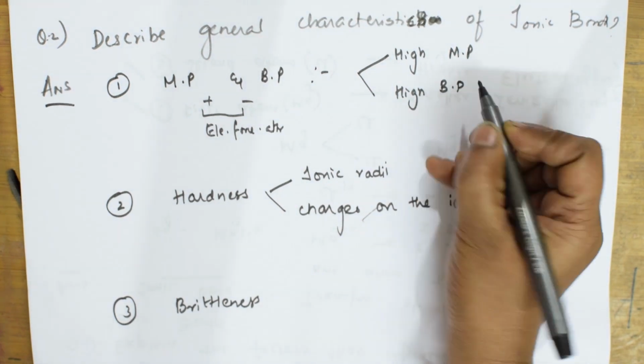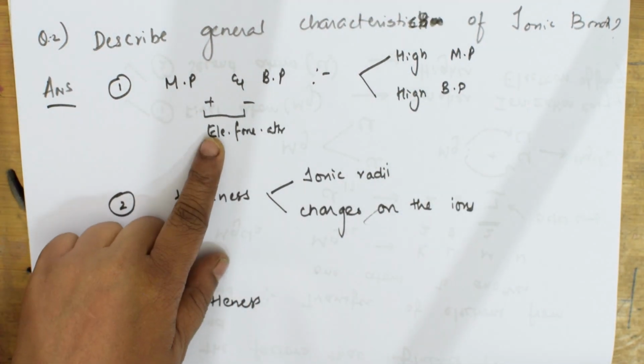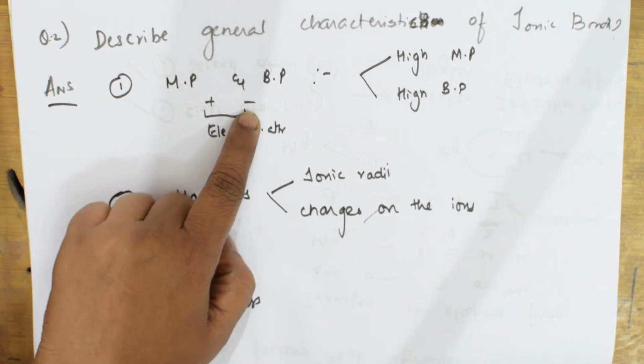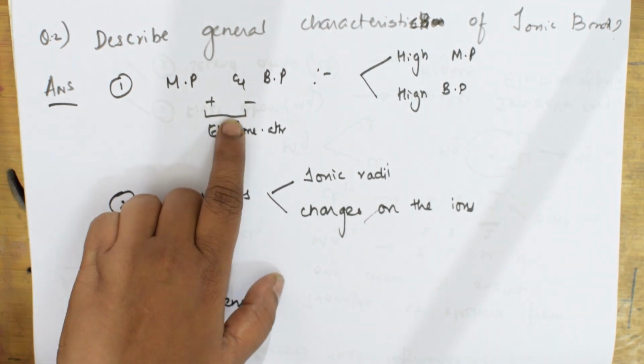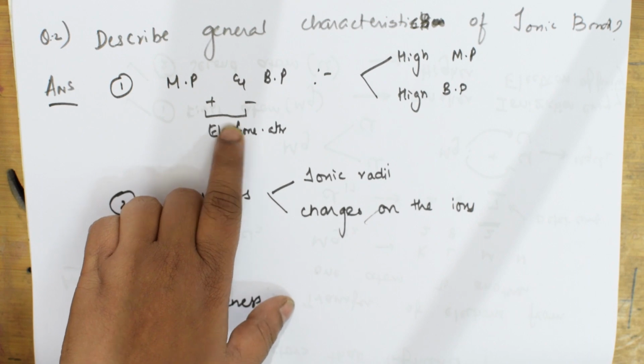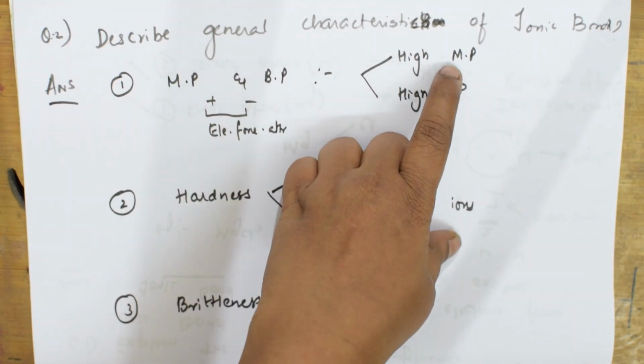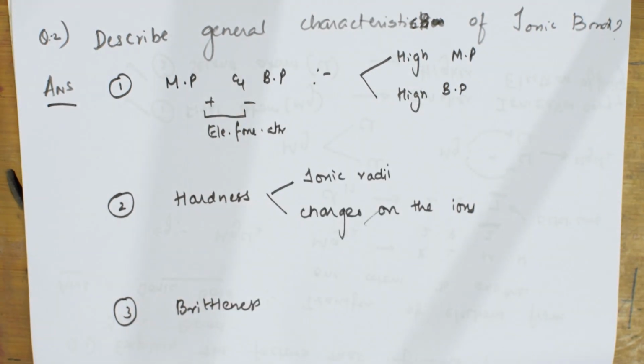You understood, students? So here, what is the concept? First of all, there is electrostatic force of attraction between positive cation and negative anion. To break this electrostatic force of attraction, I require high energy. So that high energy is nothing but high melting point and high boiling point, right?